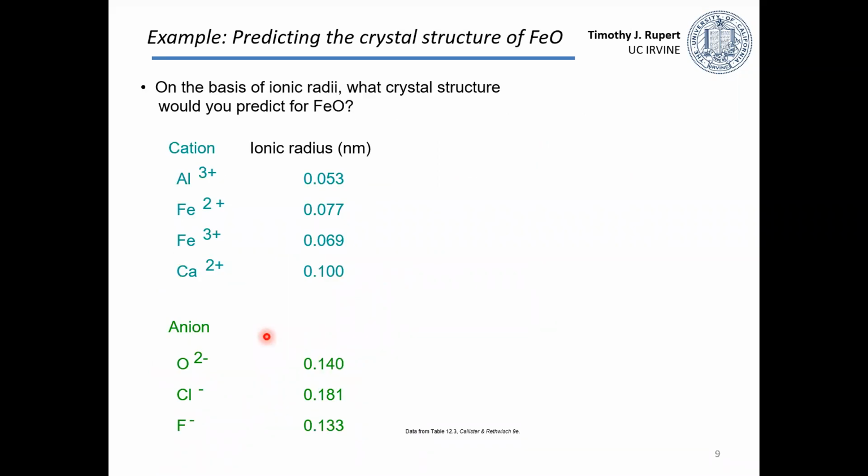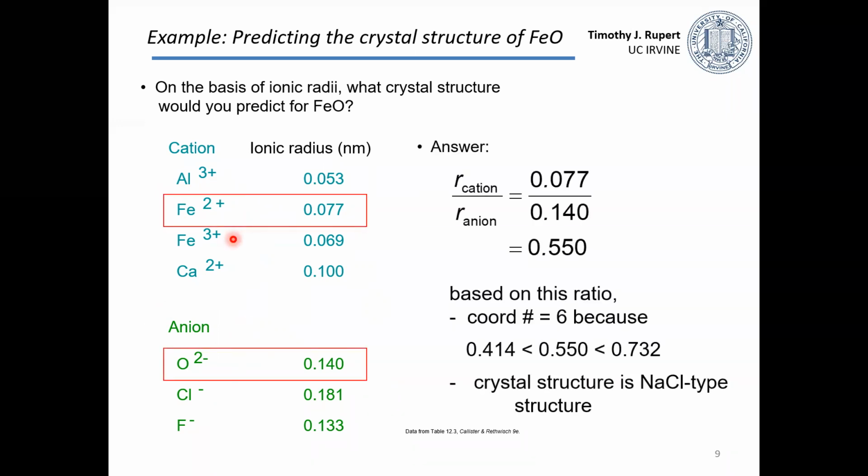We could go and do this if I were just to give you a random ceramic. So for example, if I said, hey, iron oxide, what would this want to form? We could go and recognize first that iron is going to be the cation, oxygen is going to be the anion. You can see that 2 plus and 2 minus, so it means it'll be 1 to 1. Take that ratio, 0.55, and again, we're going to be in that range where we would predict an octahedral site. So between 0.414 and 0.732, and we'll have that sodium chloride type structure.